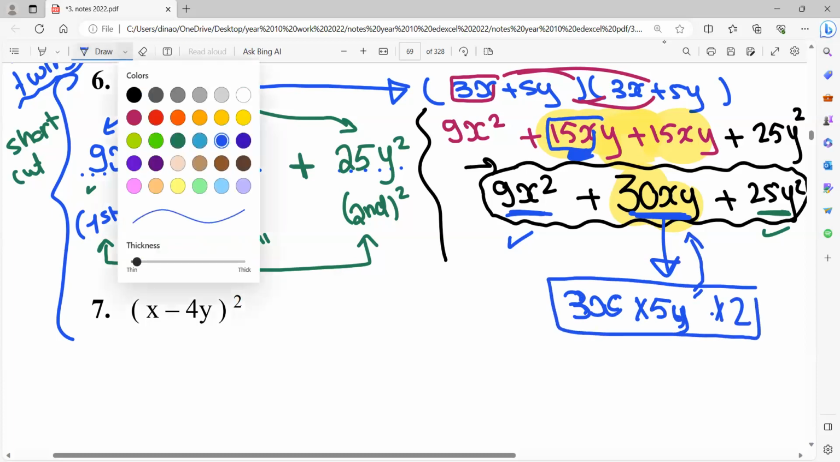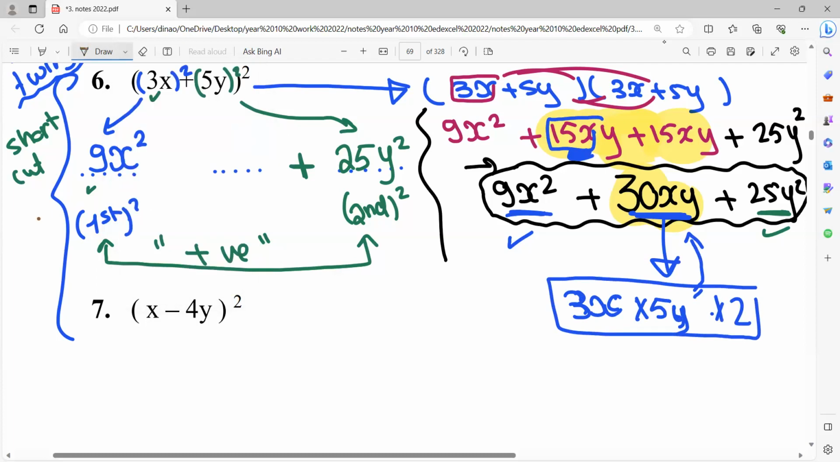So basically what I'm trying to say is to find the middle term, what you do is you take the first, multiply by the second, multiply by 2. First times second times 2. So 3x times 5y times 2 is 30xy. Since the bracket is positive, the middle term is positive. The middle term takes the sign of the bracket.